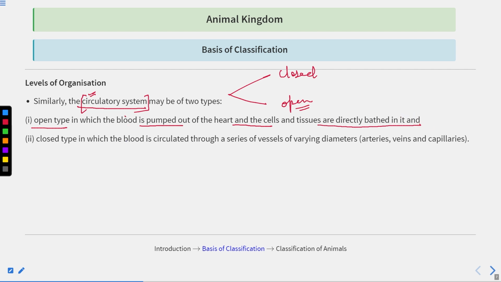So when the blood is pumped out of the heart, it is taken out of the heart and it is given out to the tissues.